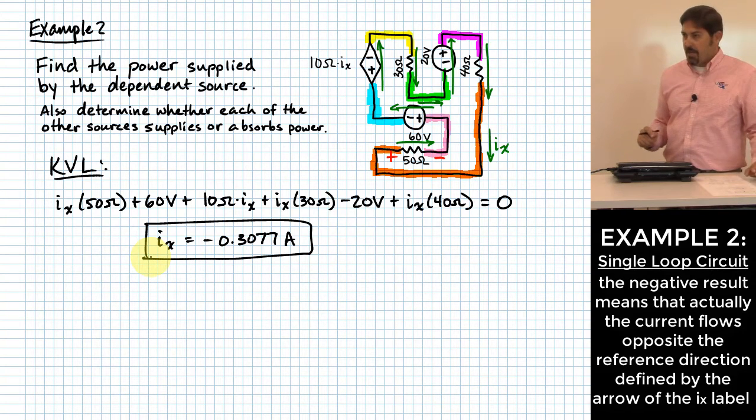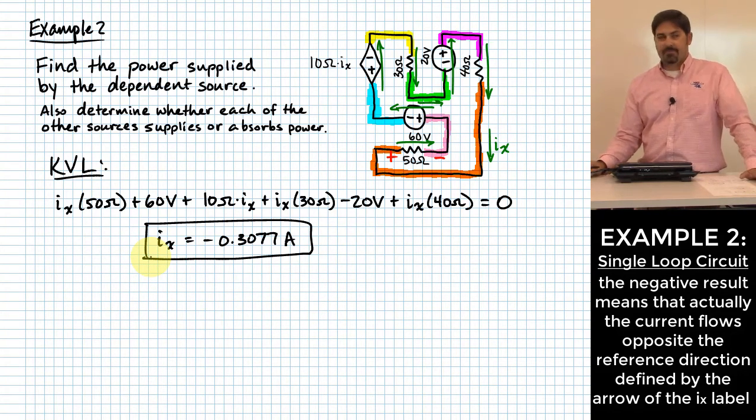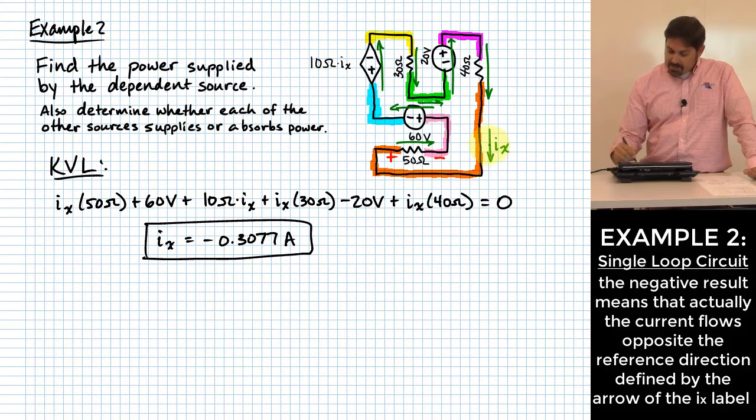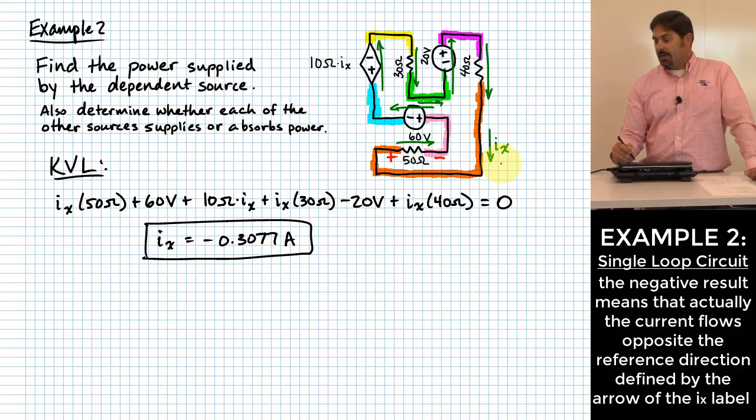What does the negative mean? Yeah, it means that my Ix that I originally identified on here, right? It means that the true direction of current really flows opposite of the direction of that arrow, okay? It does not mean that you need to flip everything around. You can interpret this properly by saying Ix reference direction goes this way and Ix value is negative, and that is clear enough. So there's that.